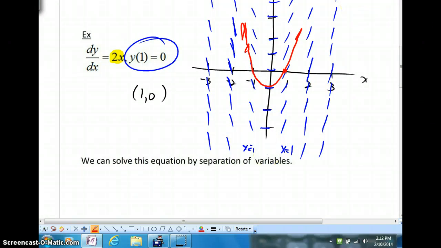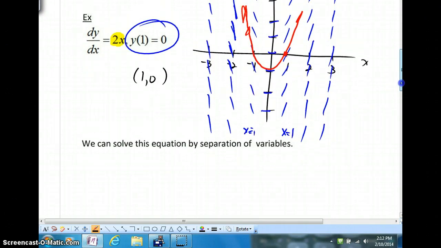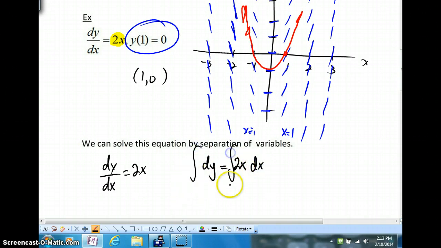We can solve this equation by separation of variables, and by the way, that's what we're getting into later on in this unit. Let's do that. dy/dx is equal to 2x. We'll deal with the initial condition in just a second. Multiplying both sides by dx, there's no y term to bring over. We could now integrate, and let's see, what's the antiderivative of dy? We just get y. How about the right side? What do we have? x squared plus C.